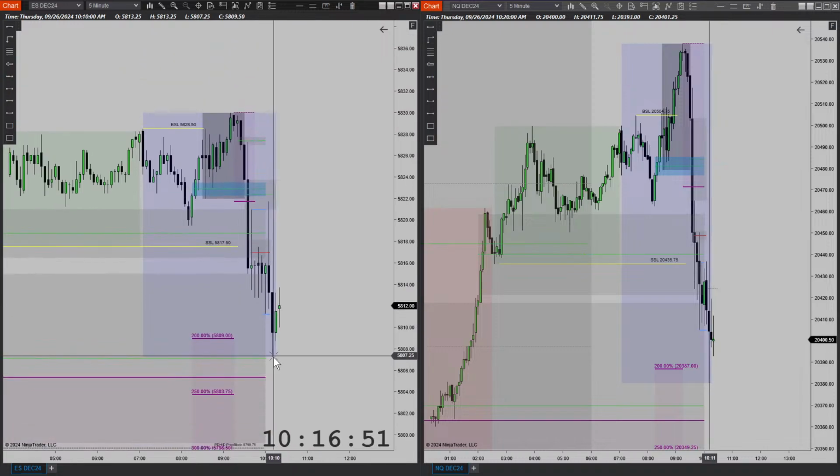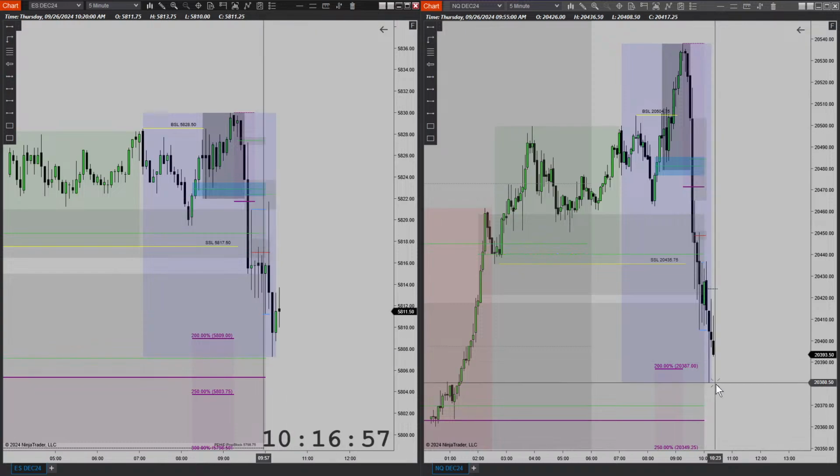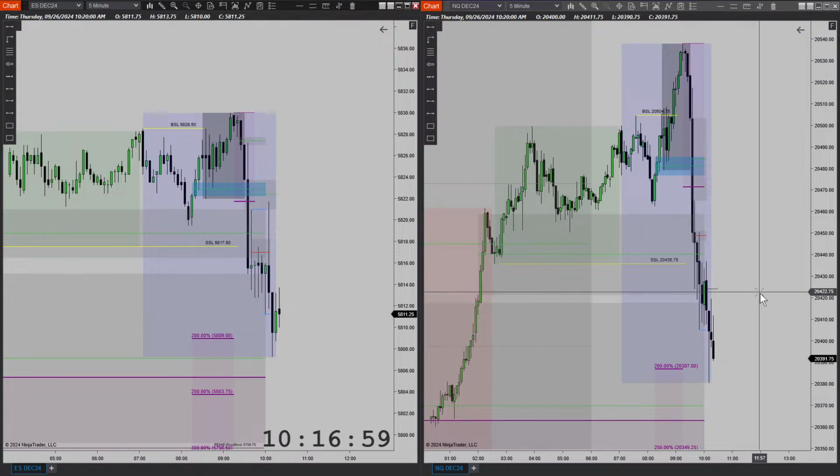The point I'm trying to make is I don't want to go into the afternoon sessions. What I want to see is that, and then eventually I want to see one of these lows get swept, whether it's ES or NQ. But I think ES NQ is going to do that, so I'm going to add one more down here.